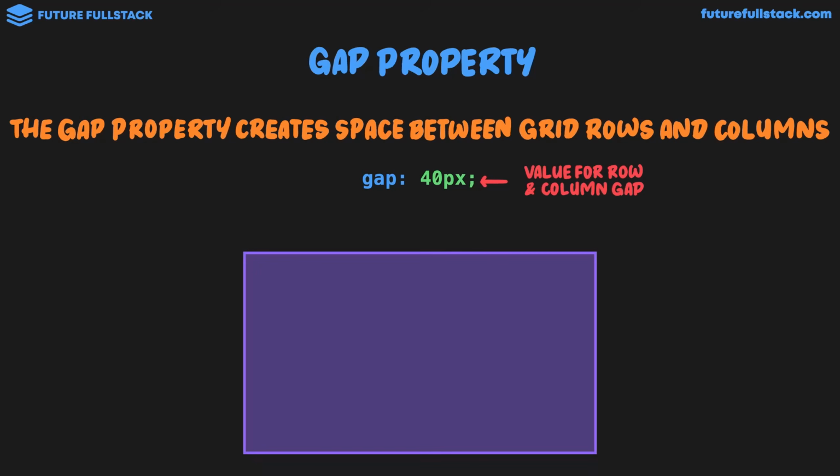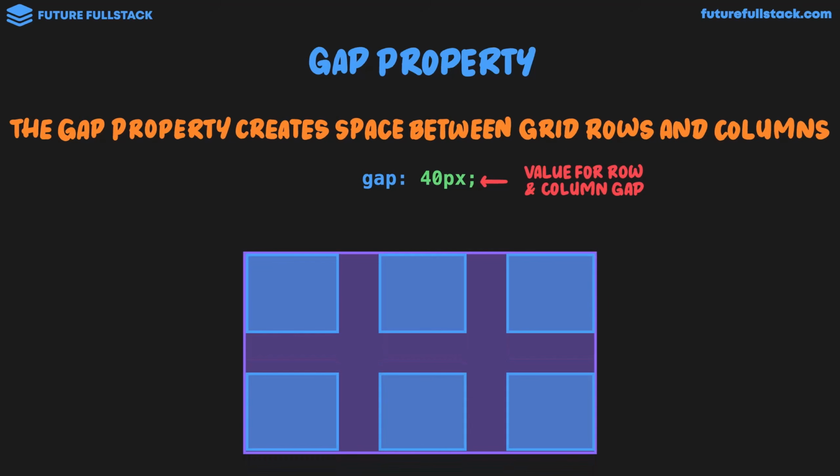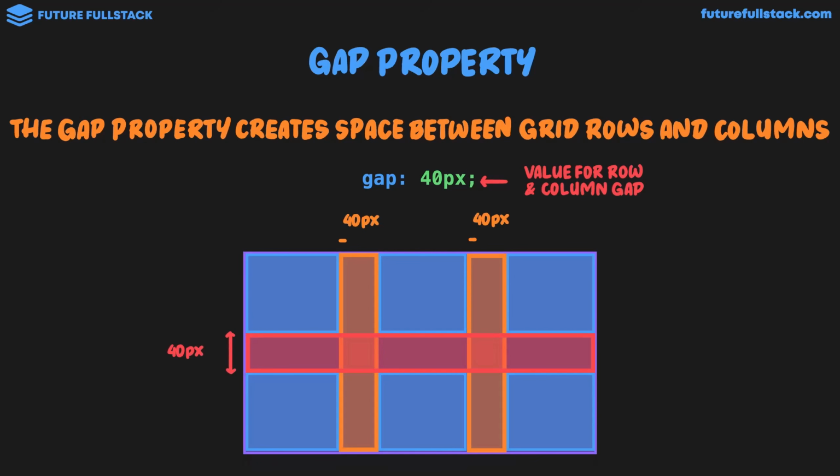So for example, in our grid container, we have our grid cells, our row gap is 40 pixels, and our column gap is also 40 pixels. So if you're using an equal value for both row and column, you can simply use the gap property. So let's now take a look at some gap guidance.